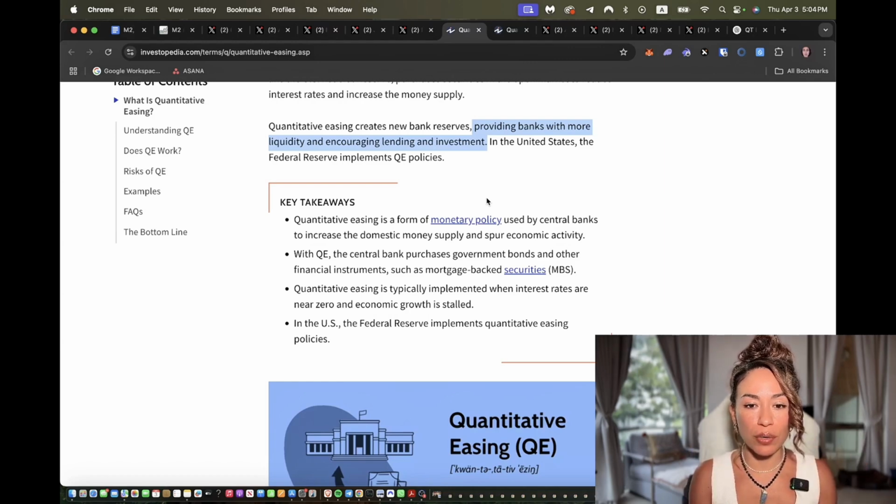Quantitative easing is a form of monetary policy. It's used to increase the domestic money supply and spur economic activity. And mind you, all the countries of the world do this as well. So with QE, the central bank purchases government bonds and other financial instruments such as mortgage-backed securities. And quantitative easing is typically implemented when interest rates are near zero and economic growth is stalled.